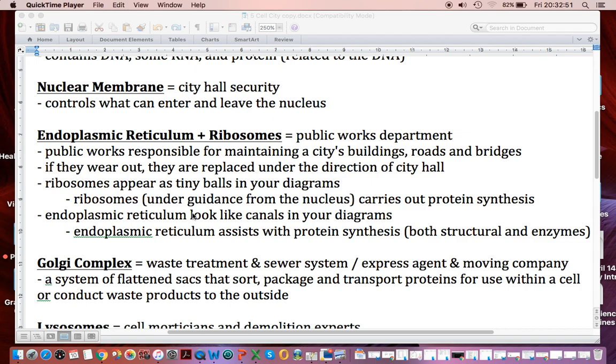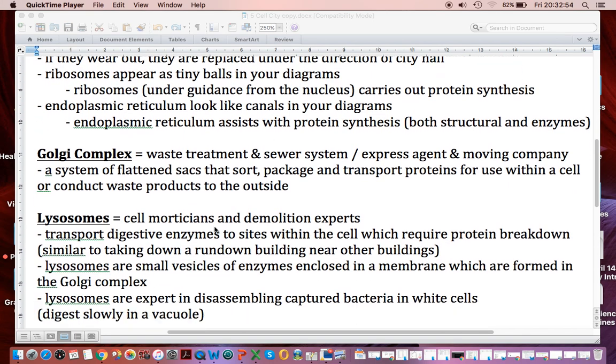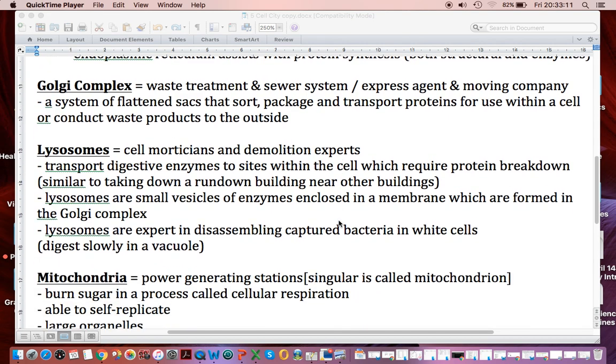They're protein factories. You have something called the Golgi Complex, and here it says waste treatment and sewer system, express agent and moving company. And so it's good at sorting, packaging, and distributing materials, in this case proteins, throughout the cell. Lysosomes are like cell morticians and demolition experts. And so they're trying to take care of materials that you want to get rid of. And so in a city you might have old buildings that need to come down. Well, lysosomes are going to get rid of structures that are no longer useful to you.